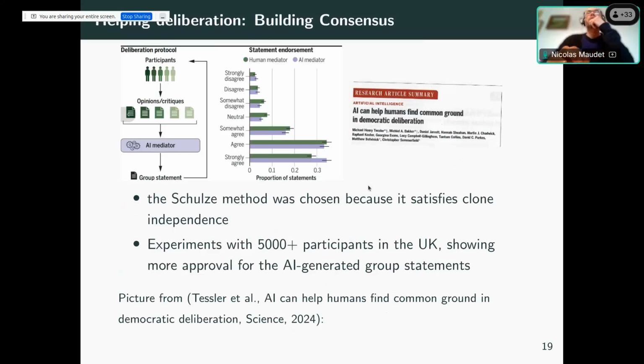So they have results. This is a Science paper called AI Can Help Humans Find Common Ground in Democratic Deliberation. They show that with more than 5,000 participants in the UK, on some debates, they obtained more approval for the AI-generated group statements as compared to the human mediator. If you want to look at the details, I give you the reference here.